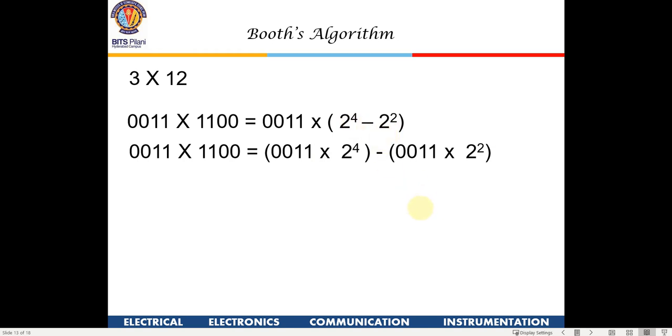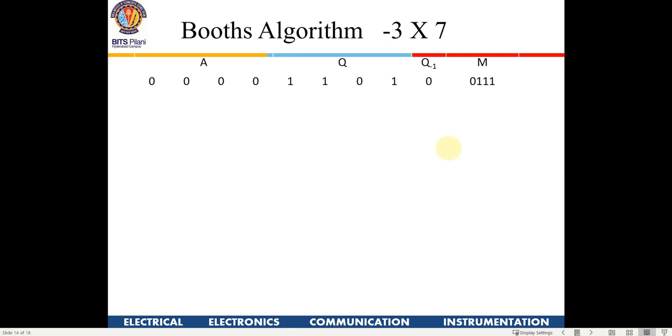So this we discussed. If anybody has forgotten about this concept, please revisit that lecture on Booth's algorithm. This is an example of minus 3 into 7. Initially we are going to initialize A as 0 0 0, and Q is this, minus 3. So this is 7, and this is minus 3, right?